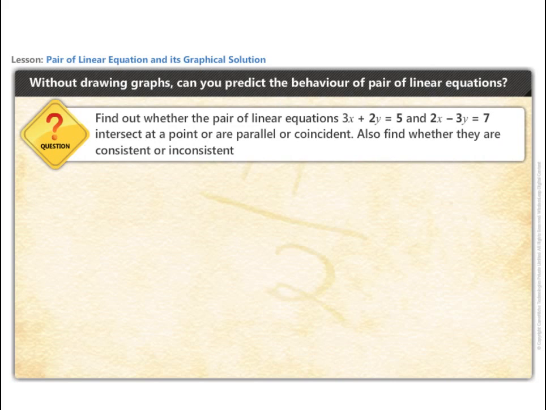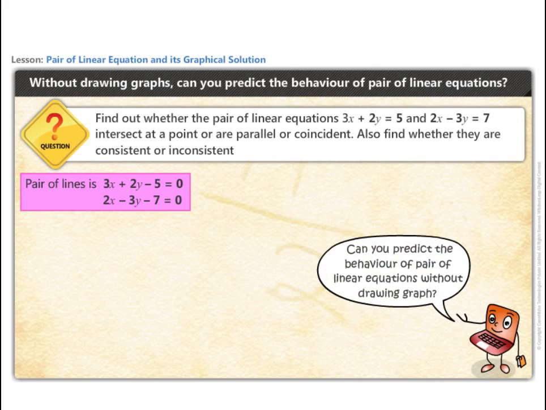Find out whether the pair of linear equations 3x + 2y = 5 and 2x - 3y = 7 intersect at a point or are parallel or coincident. Also, find whether they are consistent or inconsistent. Here, the given pair of linear equations are 3x + 2y - 5 = 0 and 2x - 3y - 7 = 0. Can you predict the behavior of the pair of linear equations without drawing the graph?